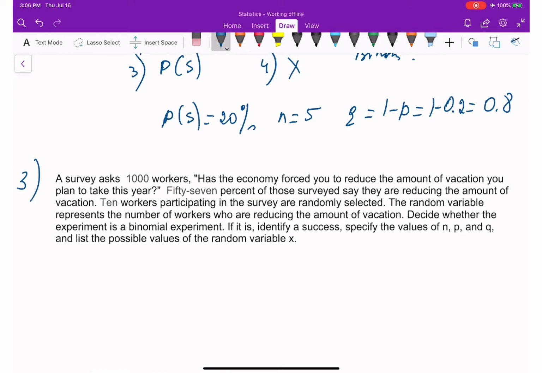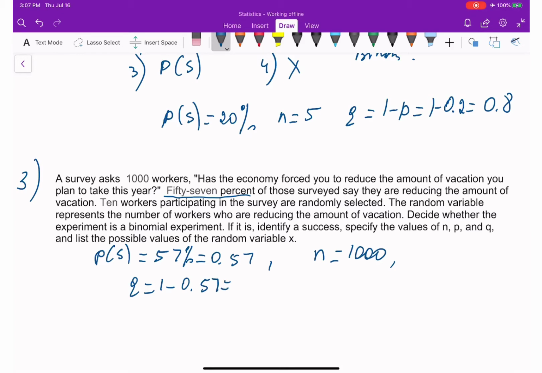A survey asked 1,000 workers: has the economy forced you to reduce the amount of vacation you plan to take this year? 57% of those surveyed said they reduced, I'm sorry, 57%. That's going to be the probability of success, which is 0.57. Then N, the total surveyed, is 1,000, okay, we have that. So then Q is going to be equal to 1 minus 0.57, right? It will be 0.43.